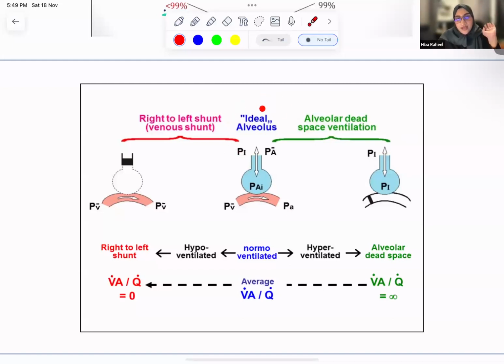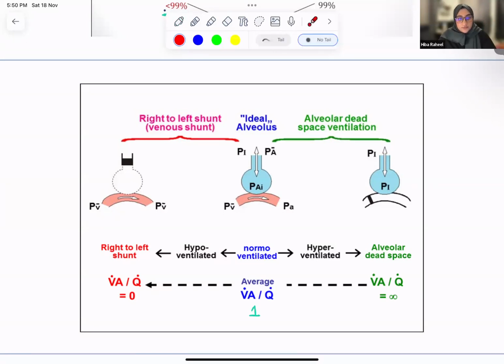Let's first talk about what an ideal alveolus is, just under normal circumstances. Ideally, you can see that Pa is the pressure of oxygen inside the artery, and capital PA is the pressure of oxygen inside the alveolus. Oxygen is going to come in, blood is flowing from the venous side to the arterial side, ventilation is going to occur, and perfusion is going to occur. This is going to result in a VQ ratio of 1.